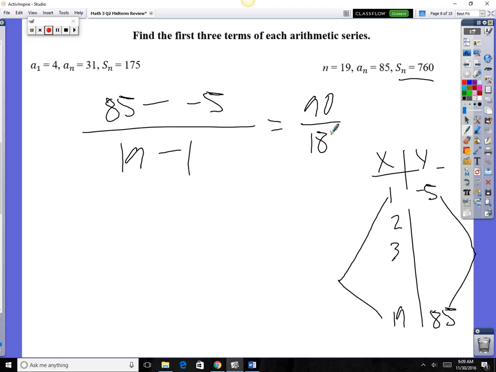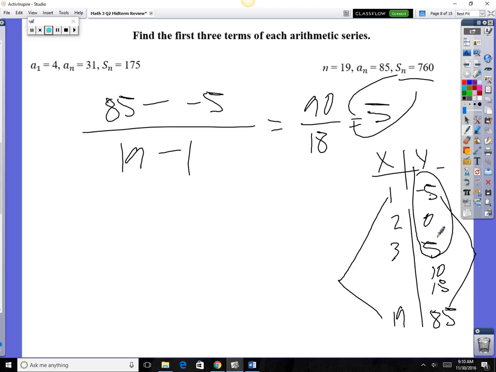So, calculator, we're going to do 90 divided by 18, and that is 5. So that means your pattern is growing by 5. So the next one, if that's a negative 5, plus 5, 0, plus 5, 5, plus 5, 10, plus 5, 15. So the first three are going to be negative 5, 0, and 5.